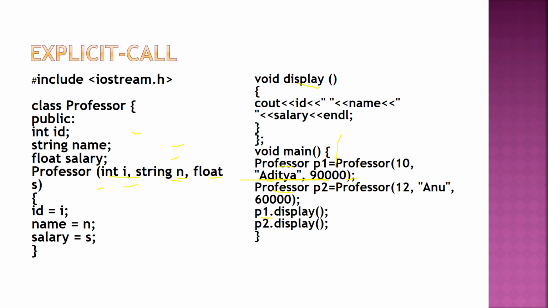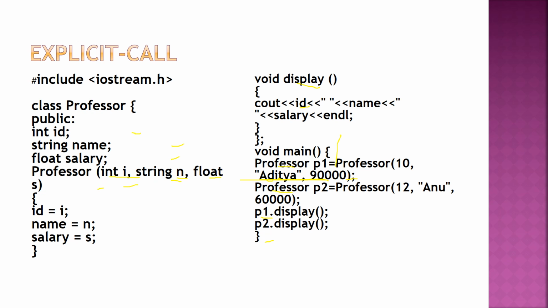Once the values have been passed, now I am going to access them by calling P1 dot display. P1 dot display, in the sense that the member function has been accessed. In P1, what were the values? Once display is accessed, in P1 cout ID, the first ID, that is 10, will be printed, and the name will be printed as Aditya. And it is going to print a salary of 90,000. Now the first object's values are printed.